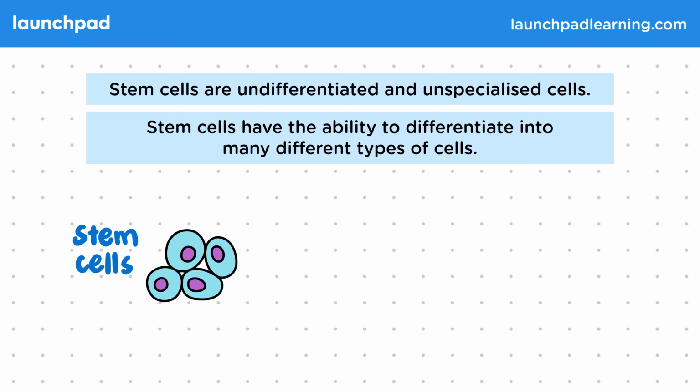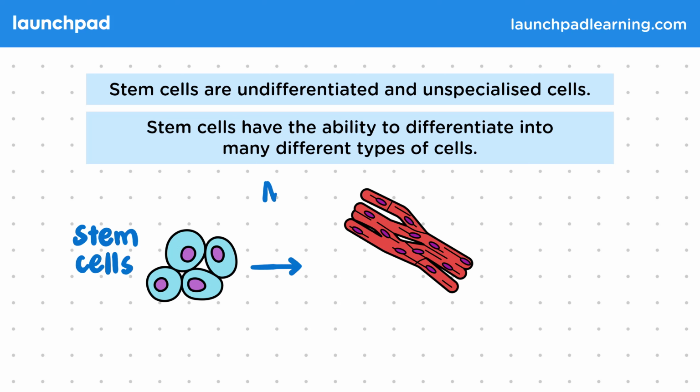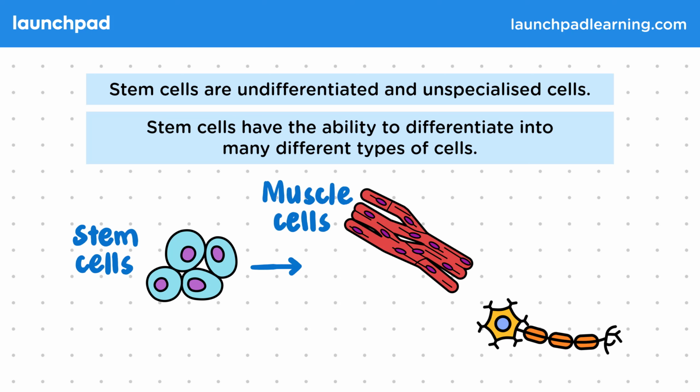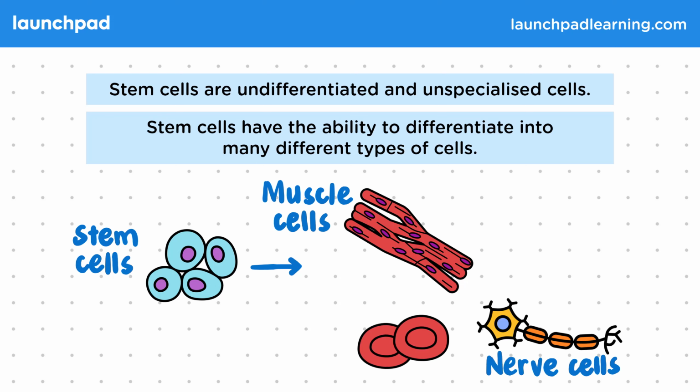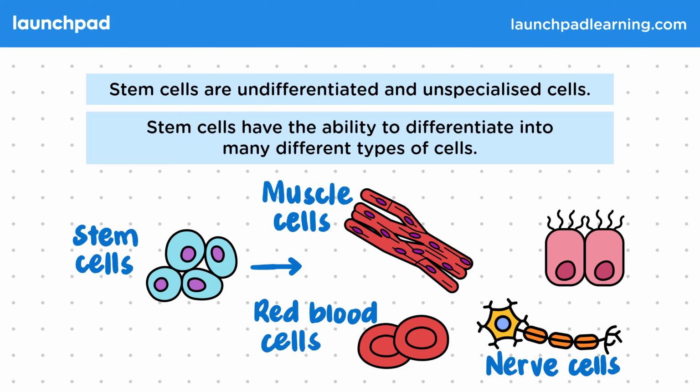For the exam, you need to understand the concept of stem cells. The following cell types are just examples. So then, stem cells found in muscle tissue will become muscle cells. Neural stem cells in the brain could differentiate into nerve cells. Bone marrow stem cells can produce red blood cells. And stem cells in the gut can produce intestinal cells.